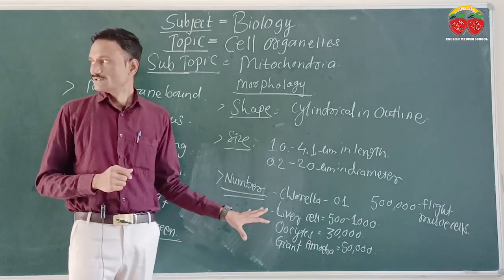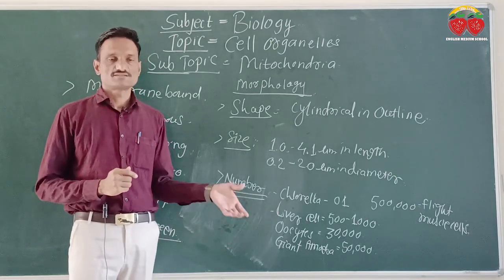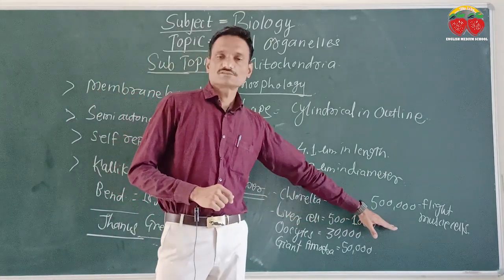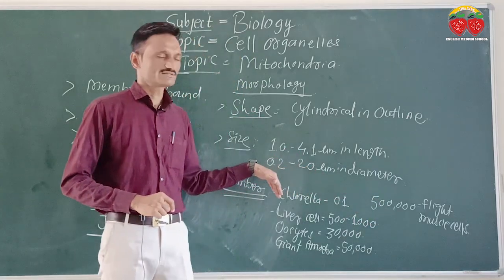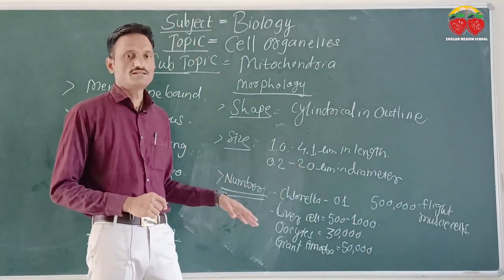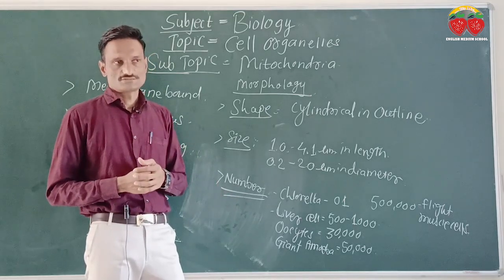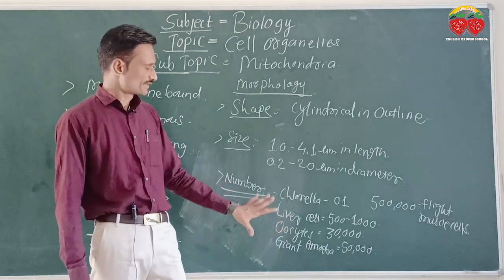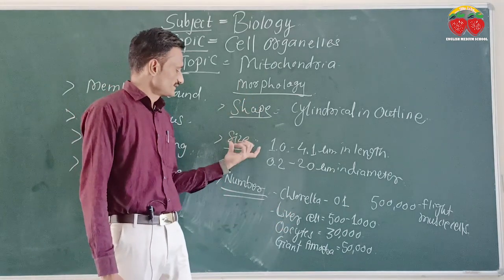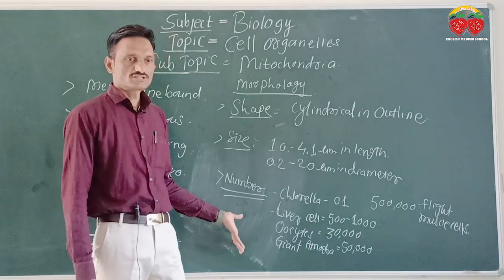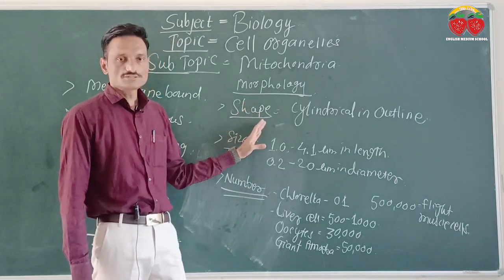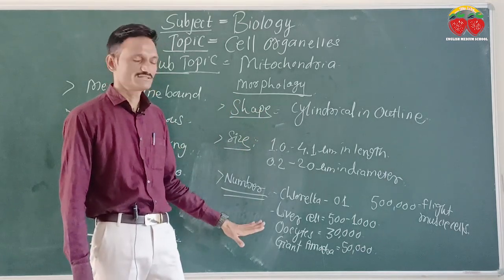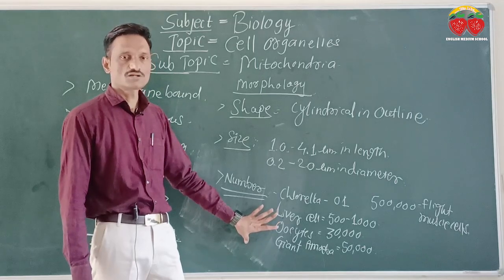For example, in dormant cells and germinating cells, the number of mitochondria is different. In dormant cells, the number of mitochondria is less, while when the seeds start to germinate, the metabolic activity increases and the number of mitochondria also increases. So shape, size and number of mitochondria show great variation, depending on the type of cell, activity of cell and physiological condition of cell.